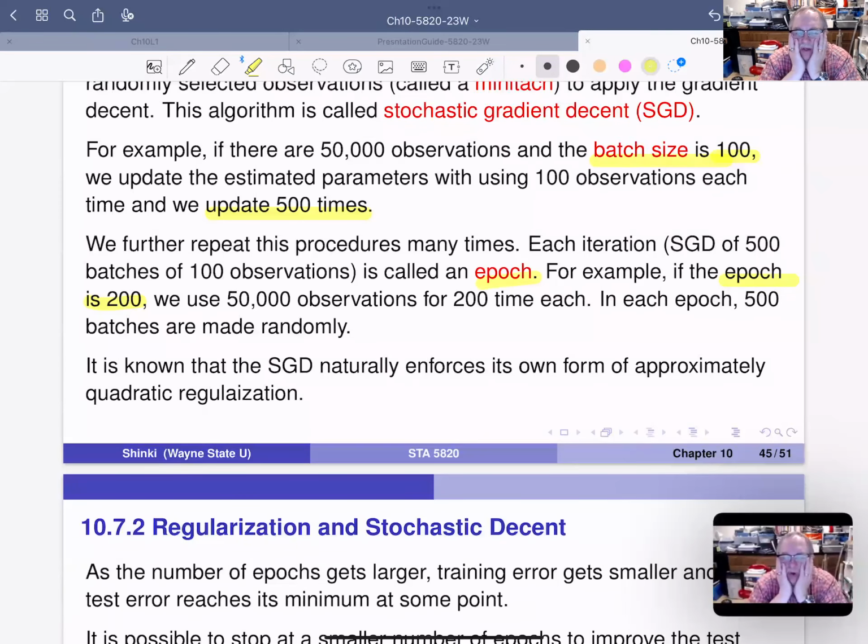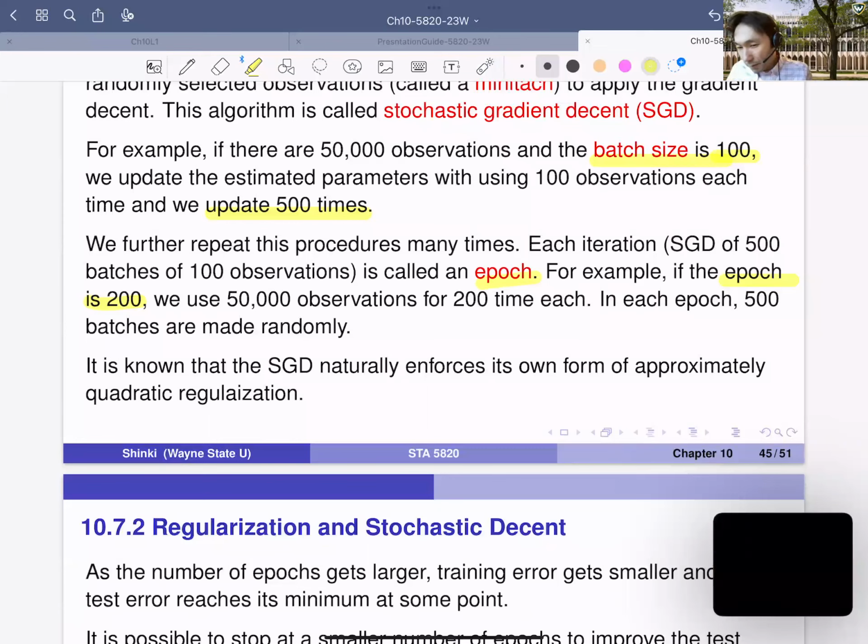Are they used randomly, or chosen randomly? Is that random with or without replacement? Random without replacement for this case. Yeah. Thank you.